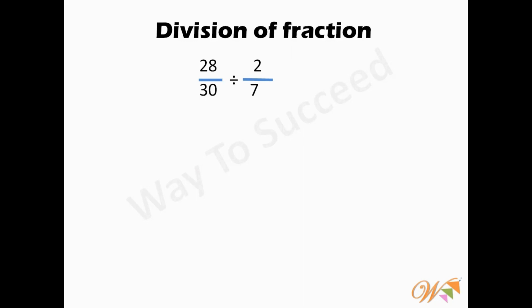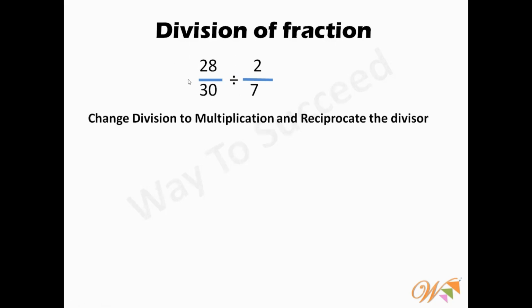We will keep the dividend. So dividend is the number that is getting divided. So here my 28 by 30 is the dividend. I'll keep that as it is. And I will change the division to multiplication, and then I will reciprocate the divisor. So 28 by 30 divided by 2 by 7 will be written as 28 by 30, division changes to multiplication and we reciprocate 2 by 7. So 7 will become numerator and 2 will become denominator. So they just replace each other.